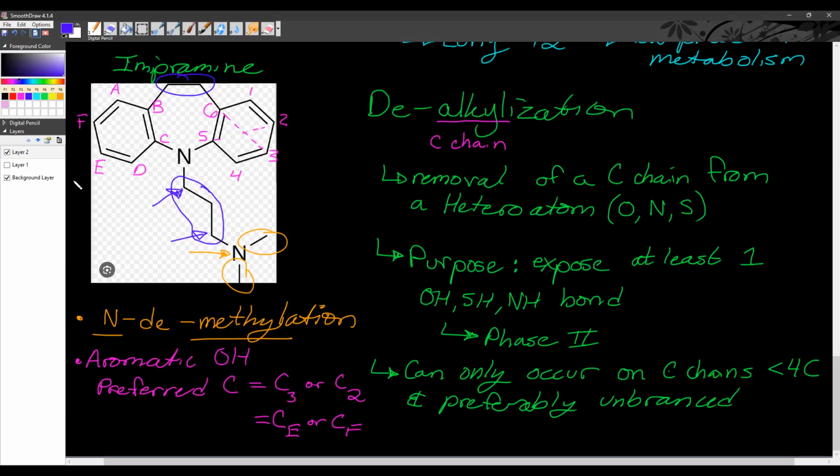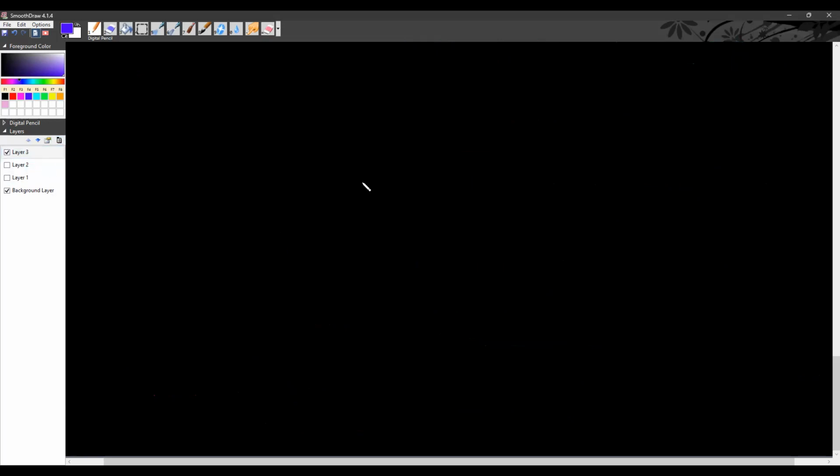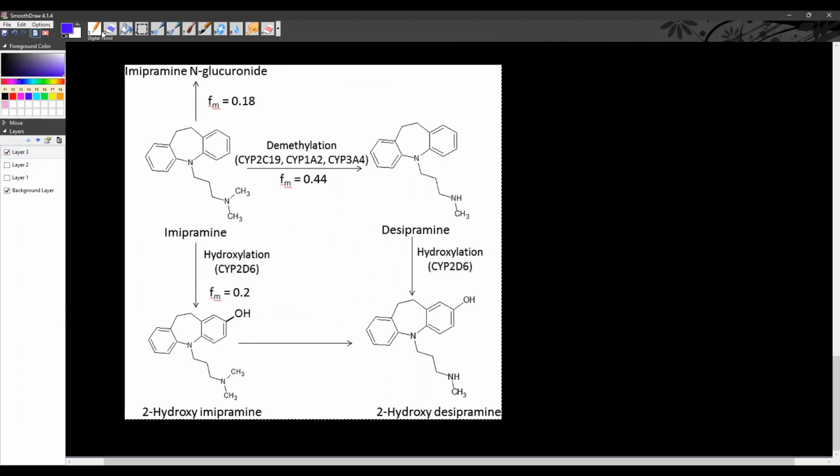So just to show you how this all works out, here is the actual metabolism of imipramine. What we see is that the preferred pathway of metabolizing imipramine is through demethylation, and the secondary pathway is through hydroxylation.